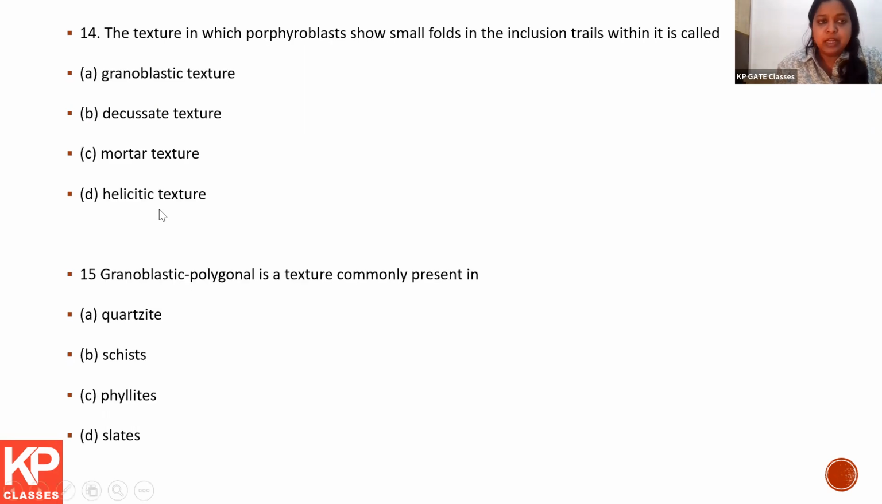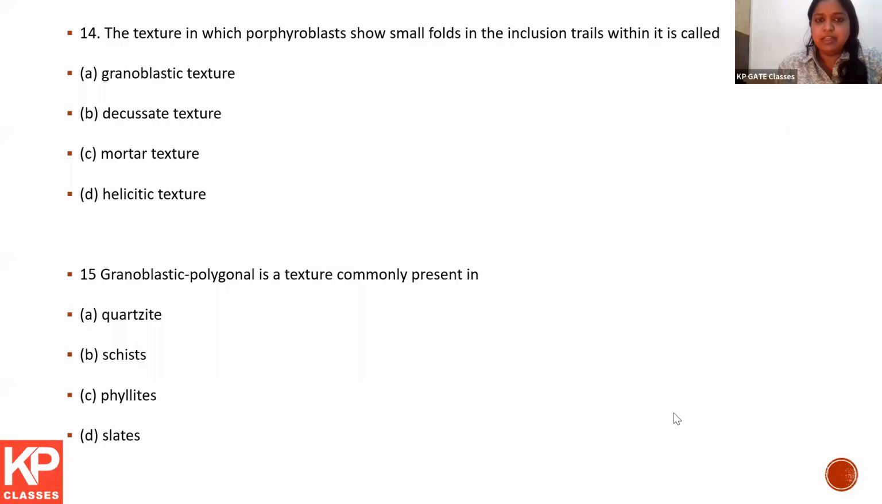Now, the texture in which the porphyroblast shows small folds as inclusions within it is called. This was also a very easy, direct question. Answer is helicitic texture. This is a metamorphic texture.